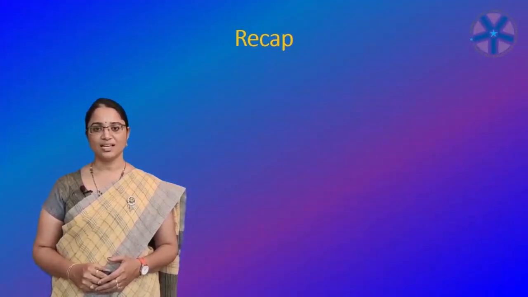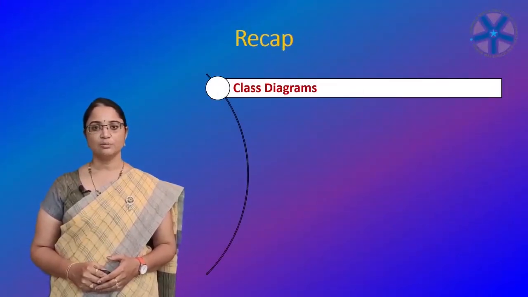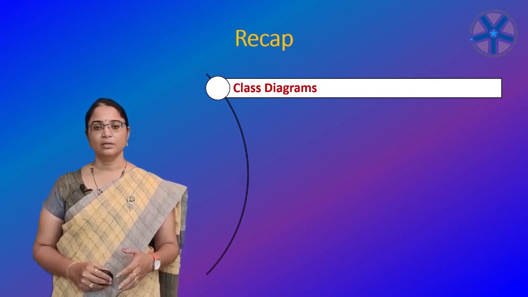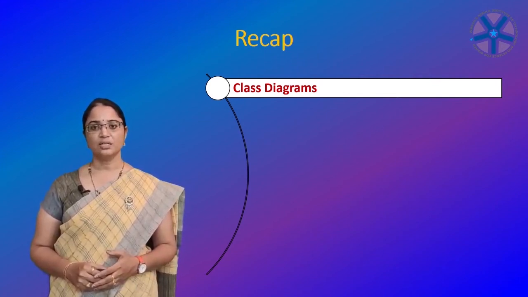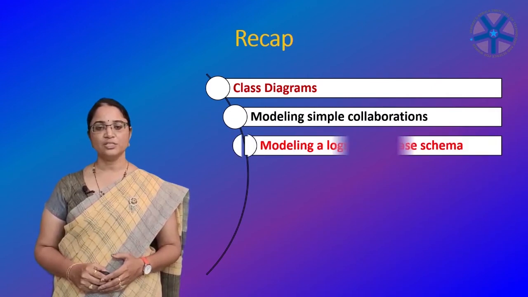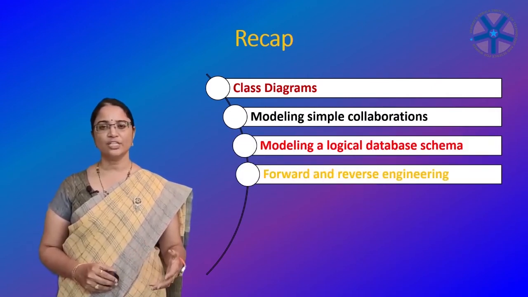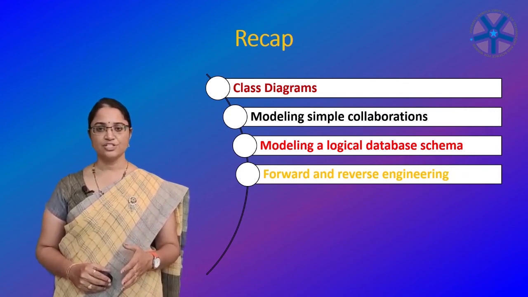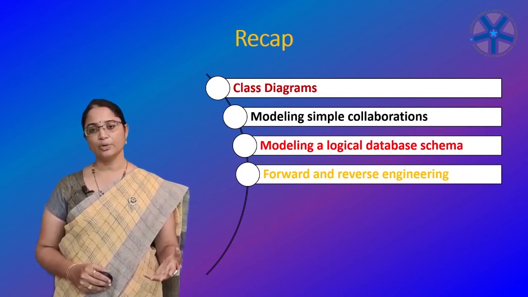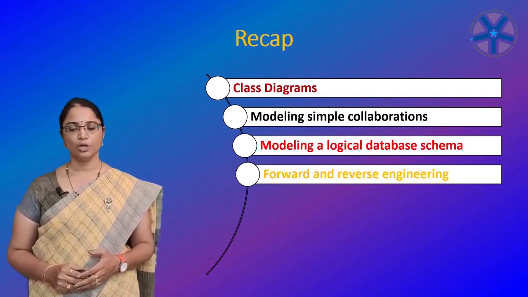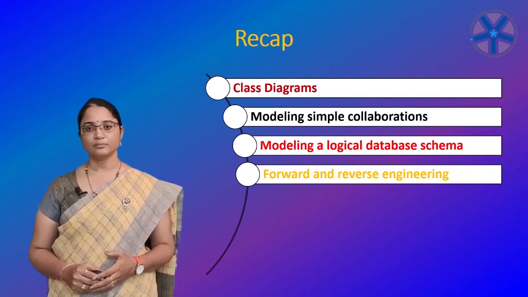Next we have seen the class diagrams. In the class diagrams we have seen what is a class diagram, and in the common modeling techniques we have seen how to model simple collaborations, how to model a logical database schema, and what is forward engineering and what is reverse engineering, how our tools are supporting, and whether our code is supporting or not the model which we have generated.